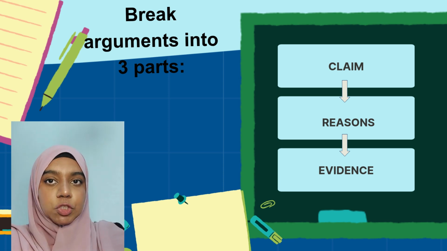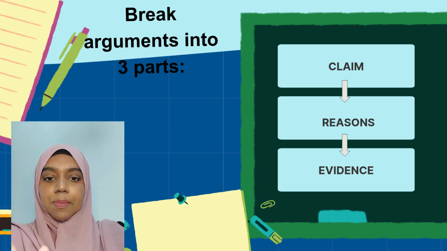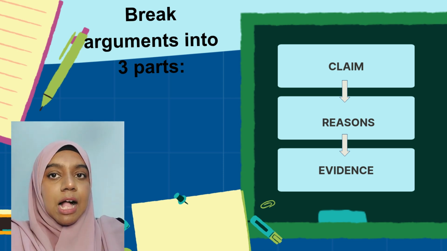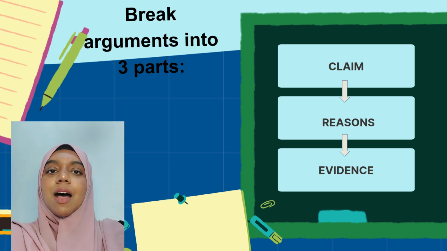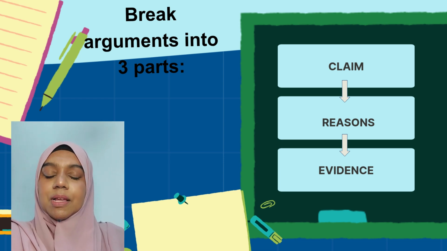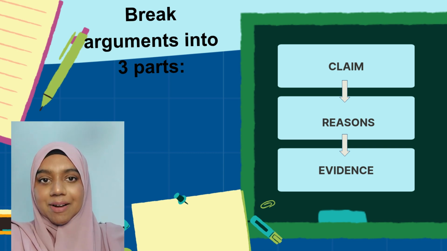We can visualize this using an argument map to make it clearer. Claim, reason, evidence. This helps us break down complex arguments into smaller, understandable parts. Now let's apply the argument map to a real paragraph.